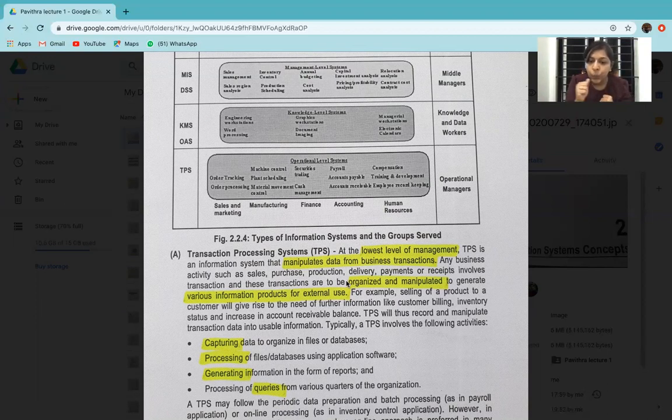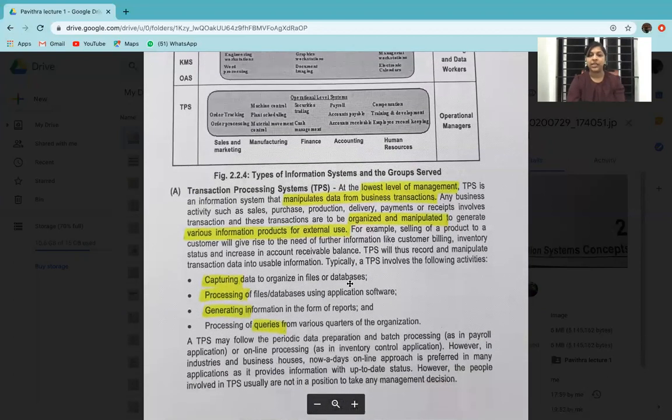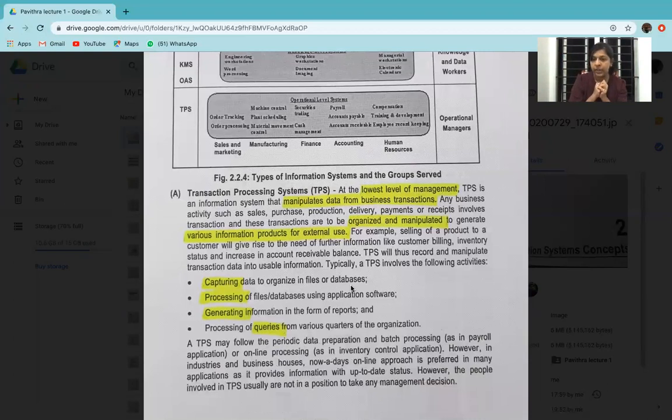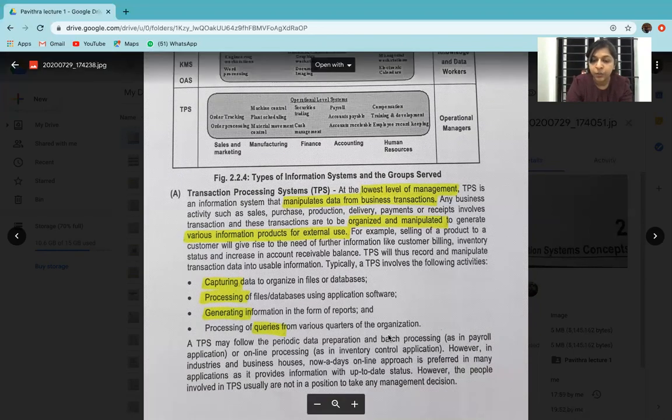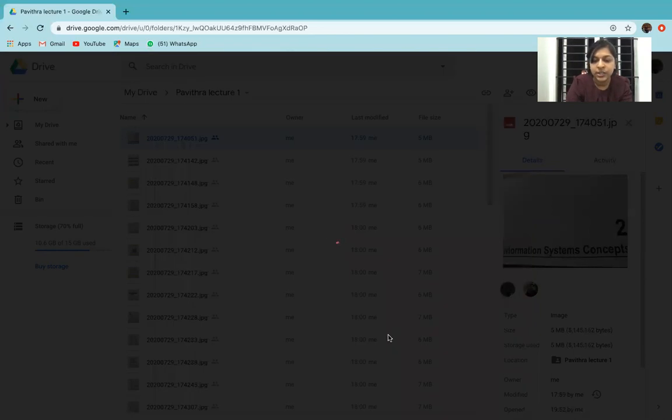So what are the activities? This is another important part. What are the activities of TPS? Capturing data, processing the files, generating information, and processing the queries. Say it with me. TPS activities: capturing the data, processing the files, generating information, and processing queries. These are the activities involved in a transaction processing system.